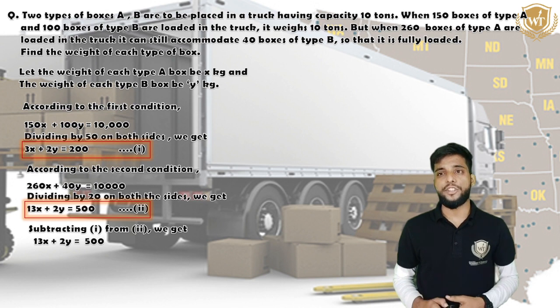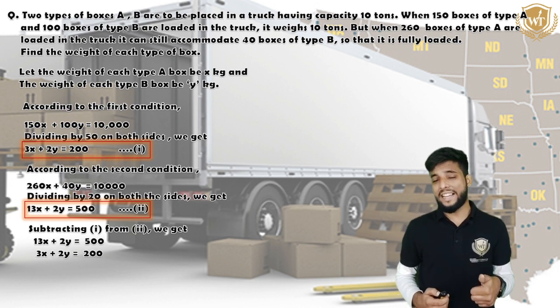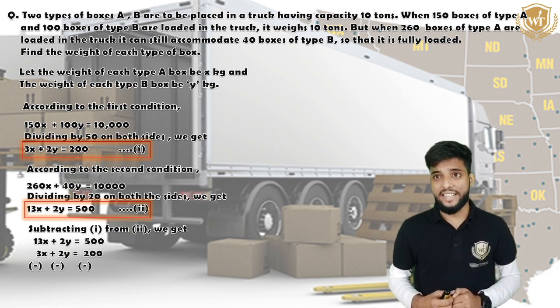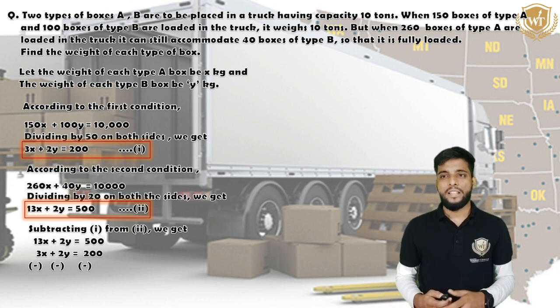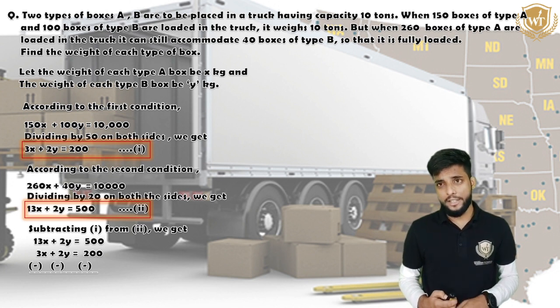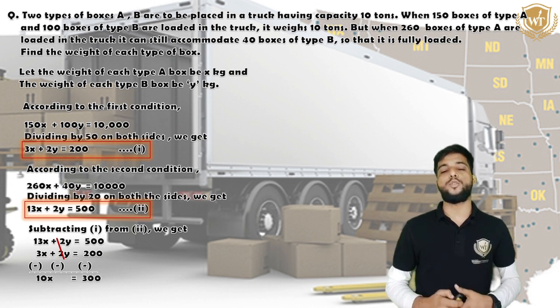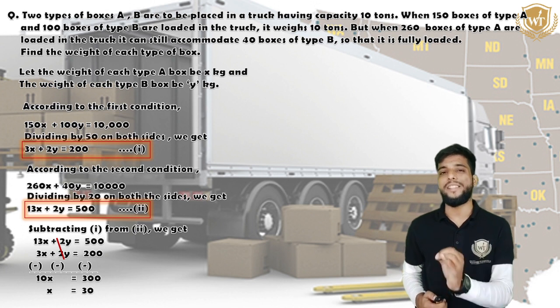So ये आ गया equation number 2. Then you have equation number 1. Let us subtract. And subtract किया तो sign change हो जाएगा. So we'll have plus 3x as minus 3x, plus 2y as minus 2y, and plus 200 as minus 200. Now if you subtract, you will get 13x minus 3x, which will be 10x, plus 2y minus 2y will get cancelled out, and 500 minus 200 will give you 300. So x ka value will be 30.